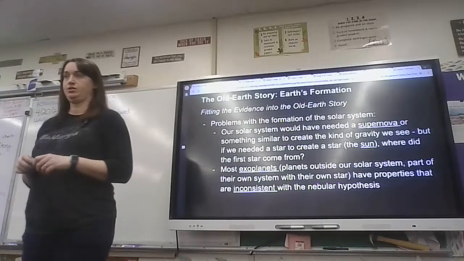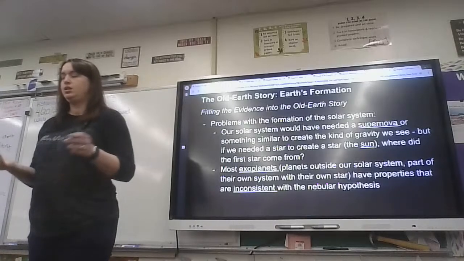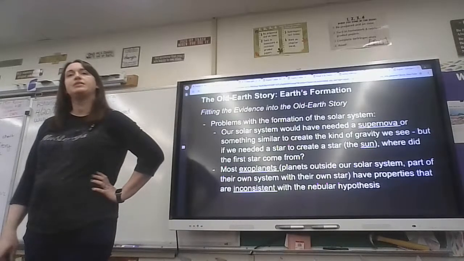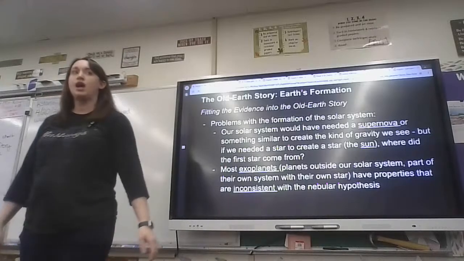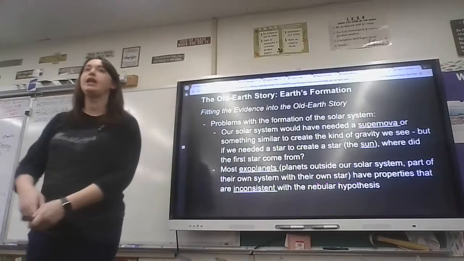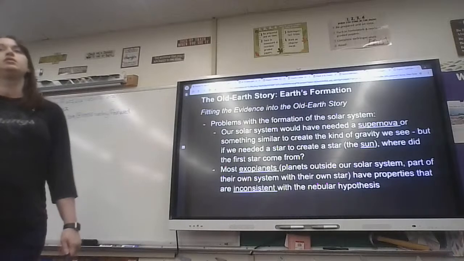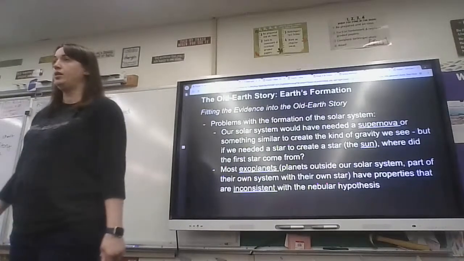What else? Clumps of dust put together. Look to the section of your notes that says what the nebular hypothesis predicts: that the rocky planets would be closer to the star and what would be further out? Gas planets. And wasn't there one more prediction? Oh, the rocky planets would have a dense core.